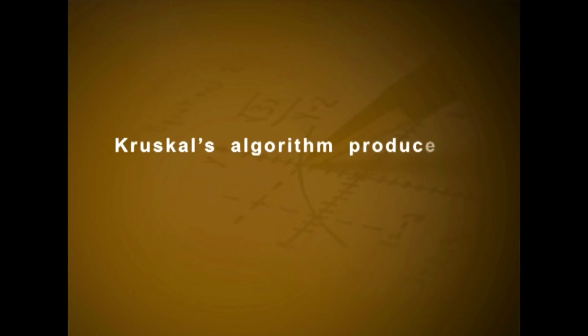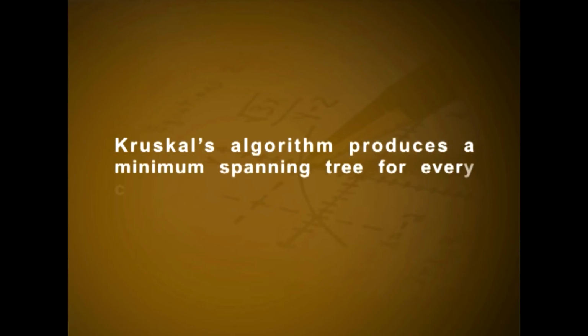To carry out Kruskal's algorithm, choose an edge in the graph with minimum weight. Successively add edges with minimum weight that do not form a simple circuit with those edges already chosen. Stop after n-1 edges have been selected. Theorem 3. Kruskal's algorithm produces a minimum spanning tree for every connected weighted graph.